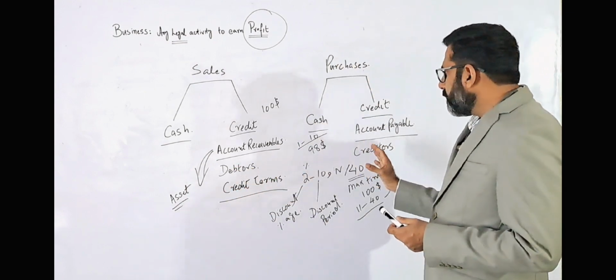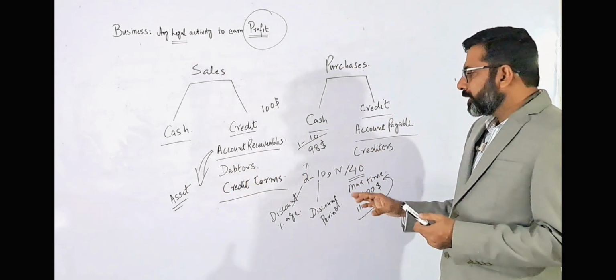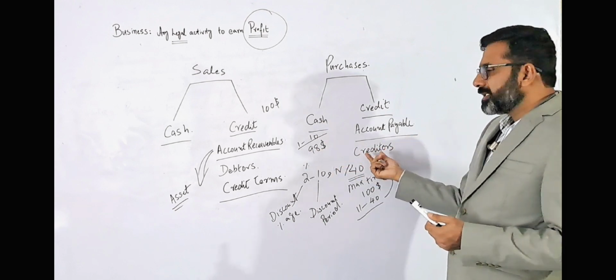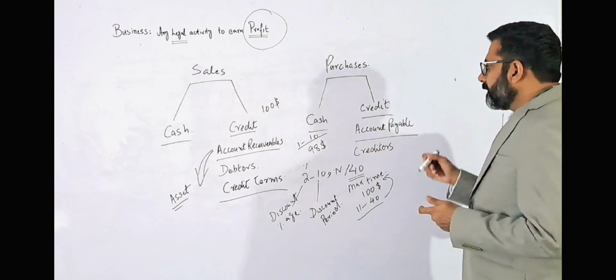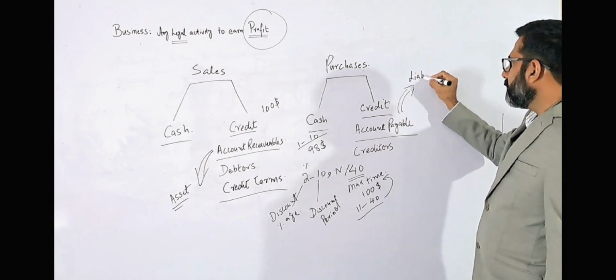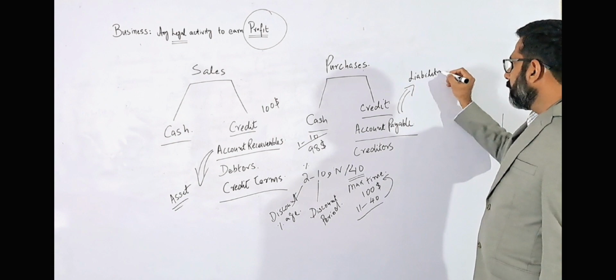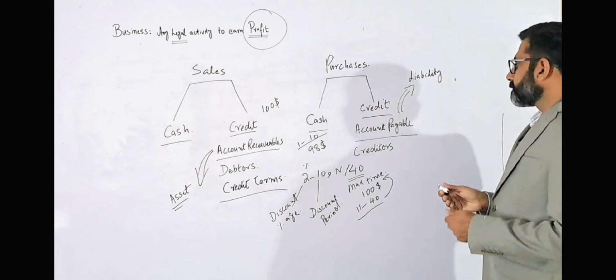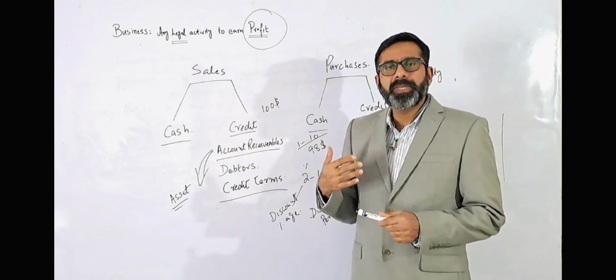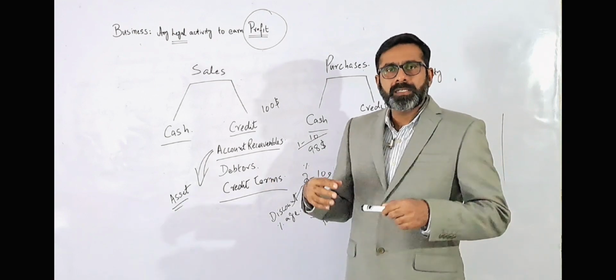In the same way, if you are buying goods and you are not paying immediately, then it is the creditor or your payable. That is called a liability of the business. Liability means that you have to pay. So that is the payable to the outsider by the business.